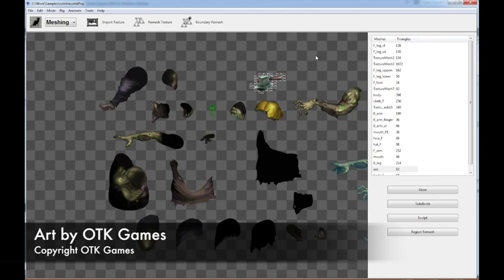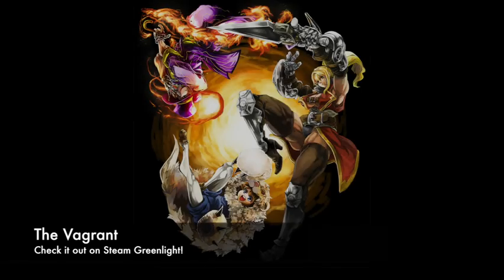But let's get going. Okay, so this is an amazing piece of art by OTK Games of their zombie character. In case you didn't know, they have an upcoming game that's already on Steam Greenlight called The Vagrant. It's a hack and slasher / RPG side scroller which looks amazing, and they have actually allowed me to use this sample art piece for this demo.